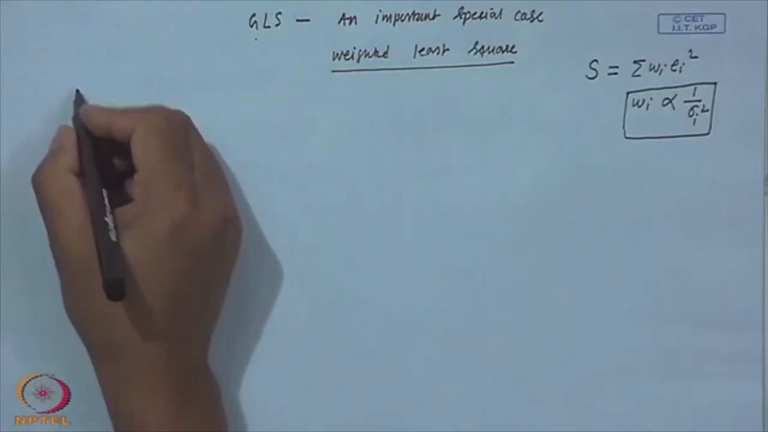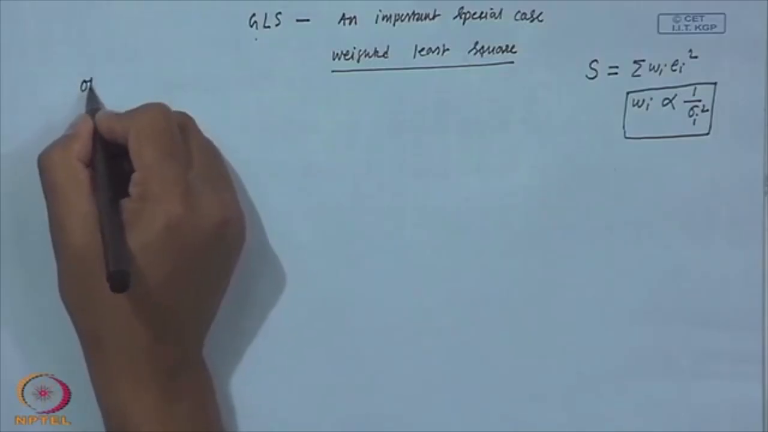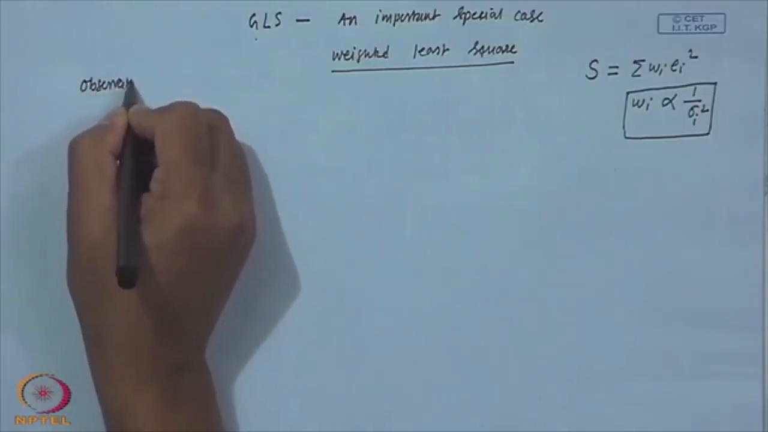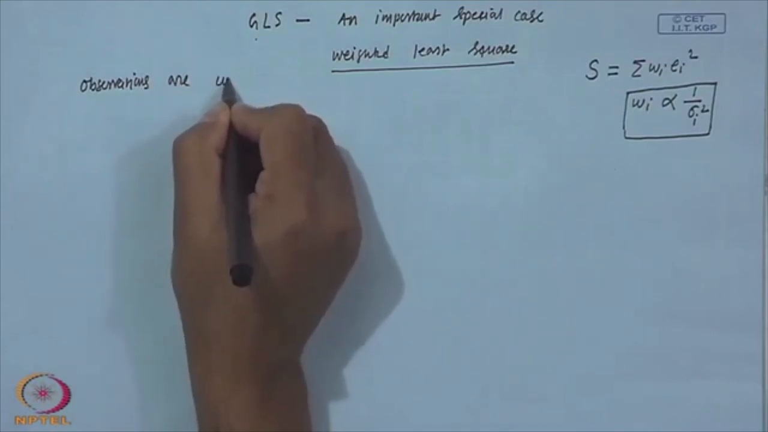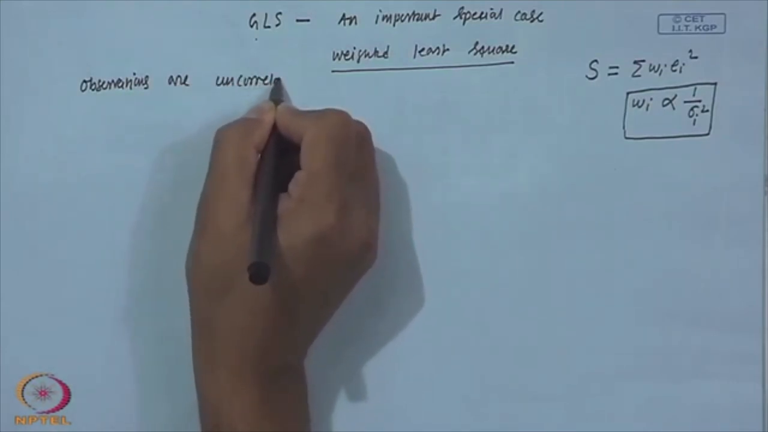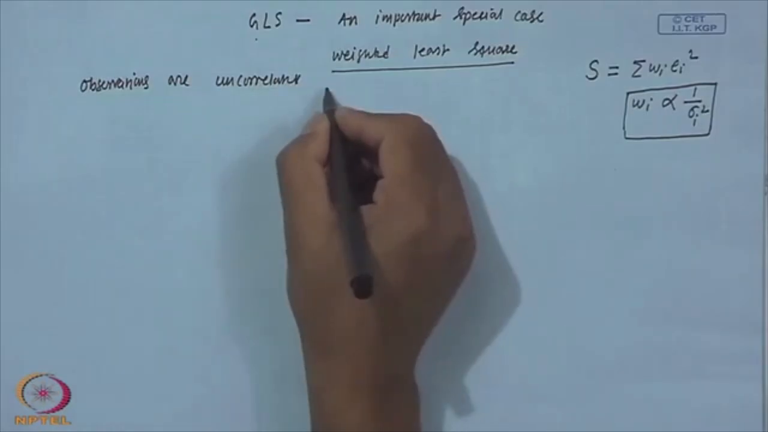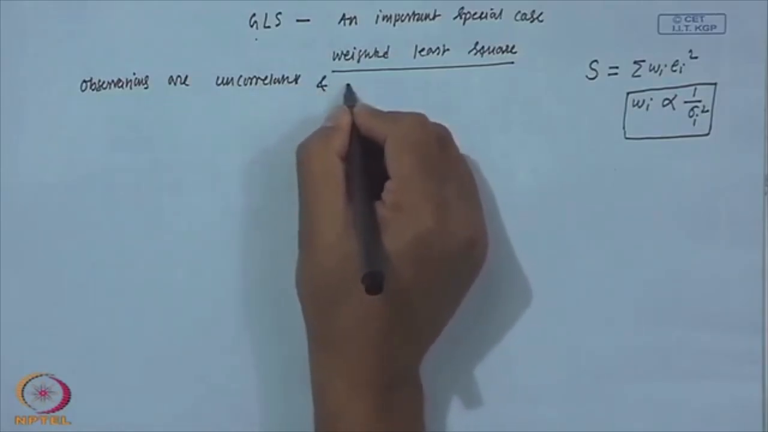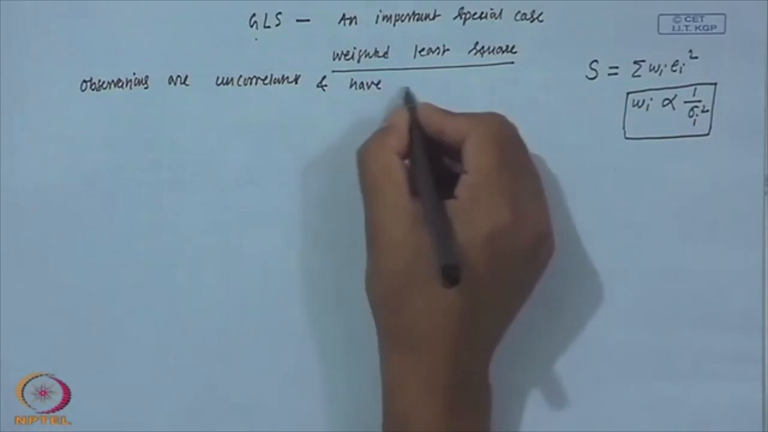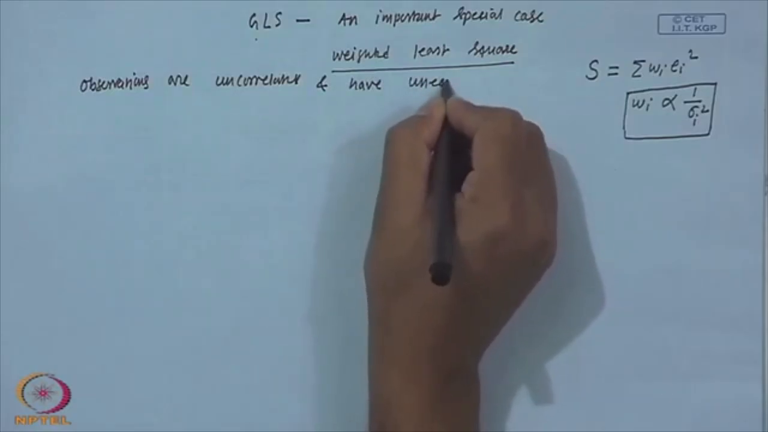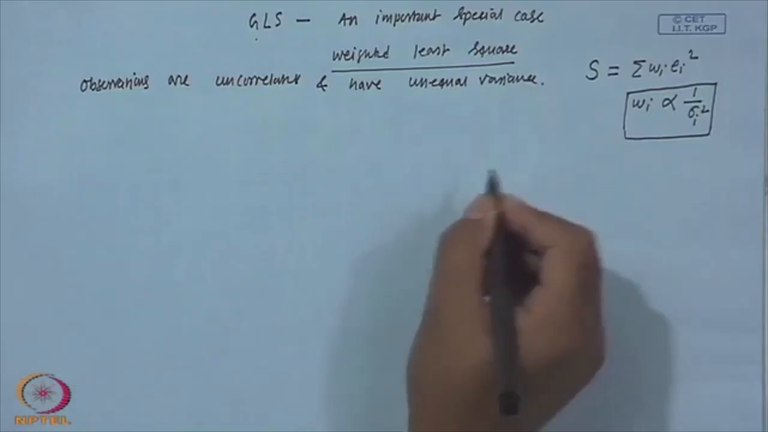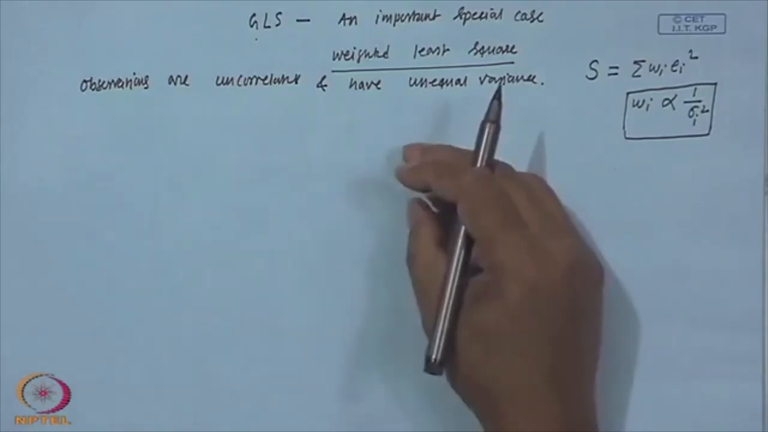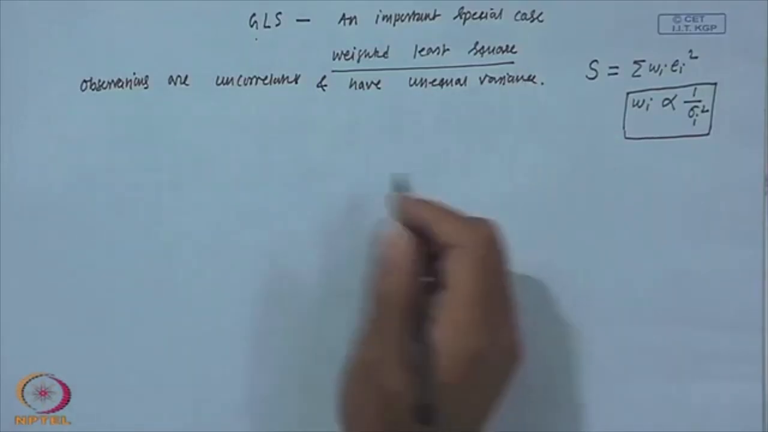So, here the observations are uncorrelated and have unequal variance. So, uncorrelated means the off-diagonal elements are 0.